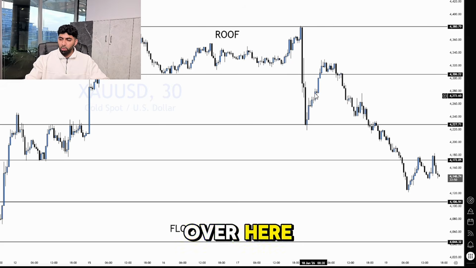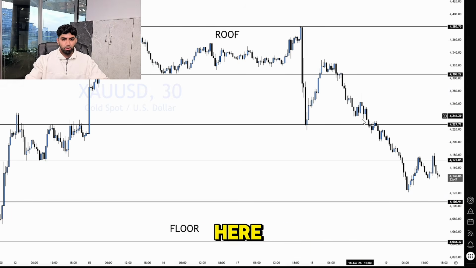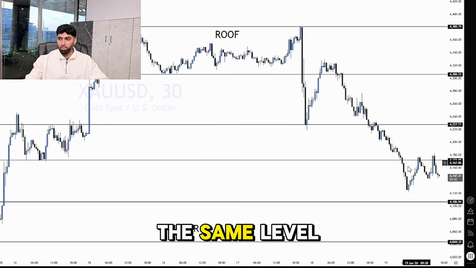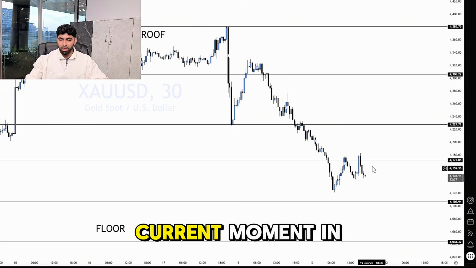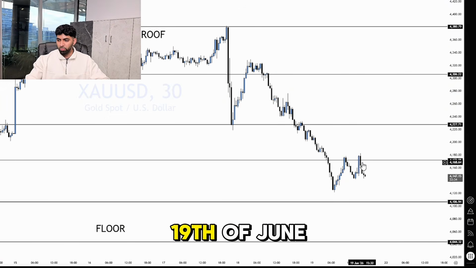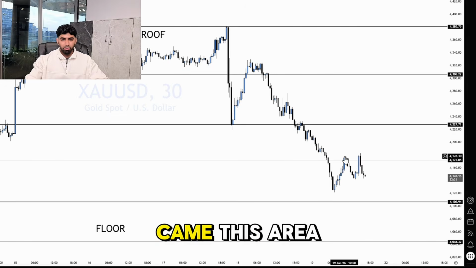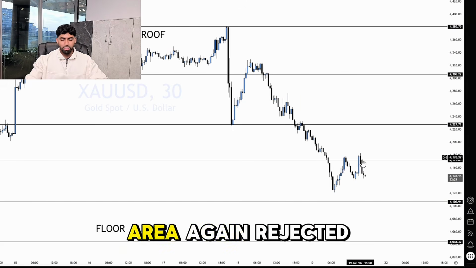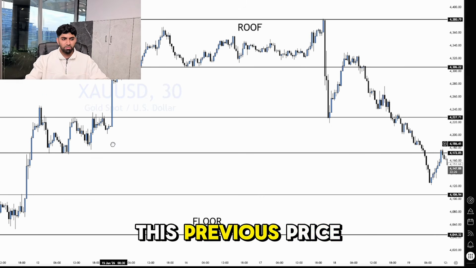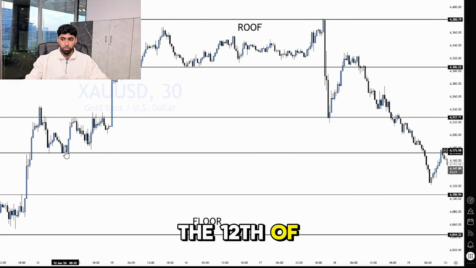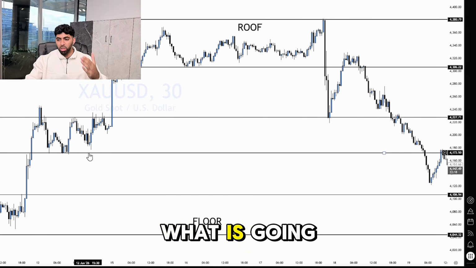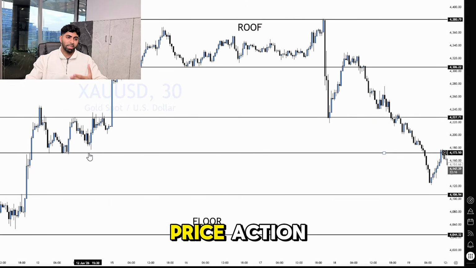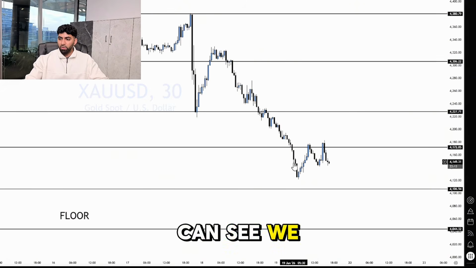Then you can see it came over here, bounced up, again came to the same area over here, bounced down, played around, played around, played around, went down to this low point, bounced up to the same level we drew over here. And with this level over here, you can see now the current price action at the current moment in time, now on the 19th of June, at about 4:30, came to this area, rejected, came to the area again, rejected. But we drew this line from this previous price action that happened on the 12th of June. So you can see we use the previous price action to determine what is going to be happening with the future price action.